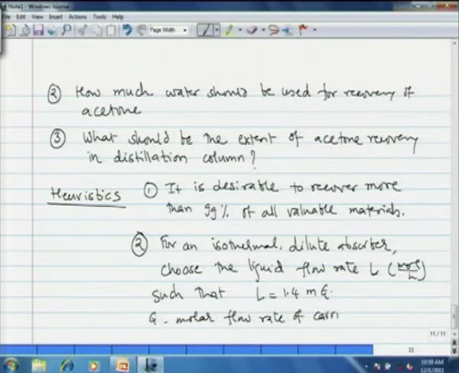And it is the carrier gas that we should note. G does not include the acetone moles, but only air moles. Okay. So, these two heuristics we are going to use for designing the absorber. Now, with these heuristics, let us try to do the material balance.